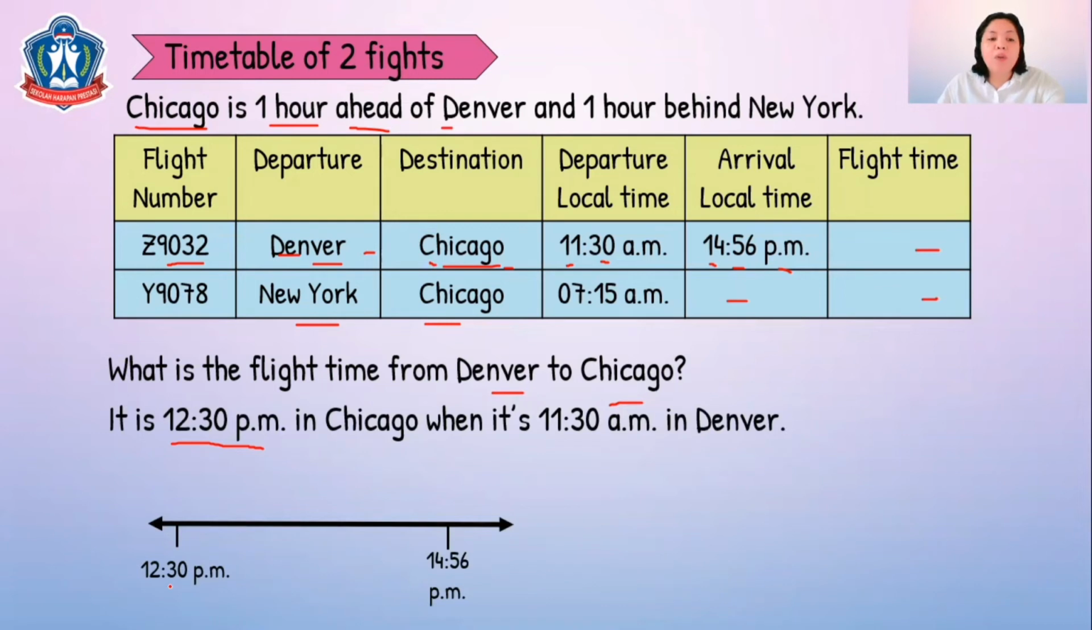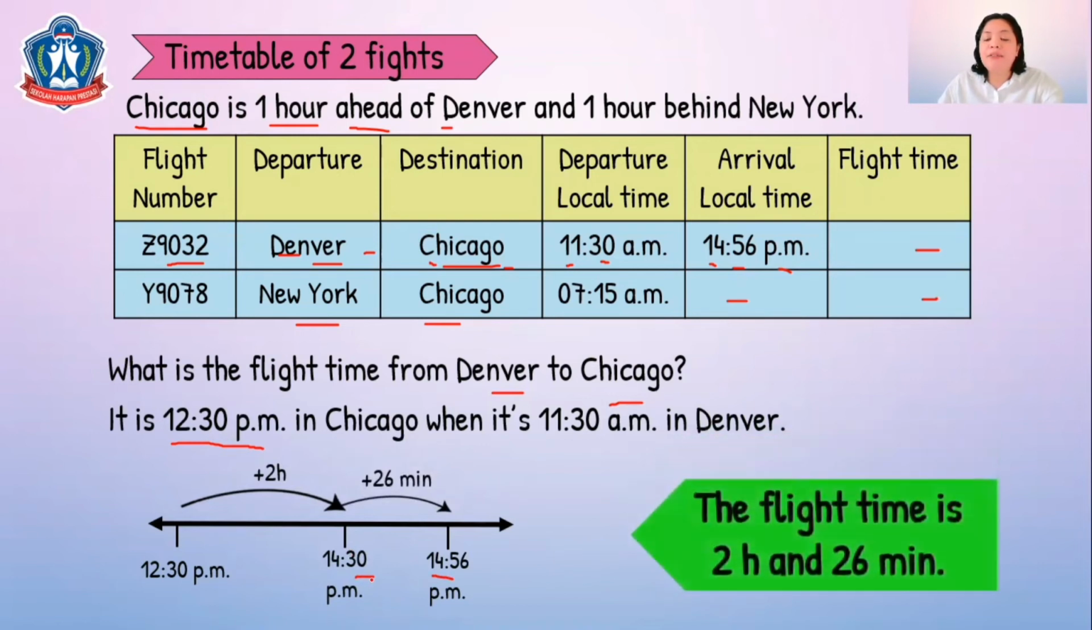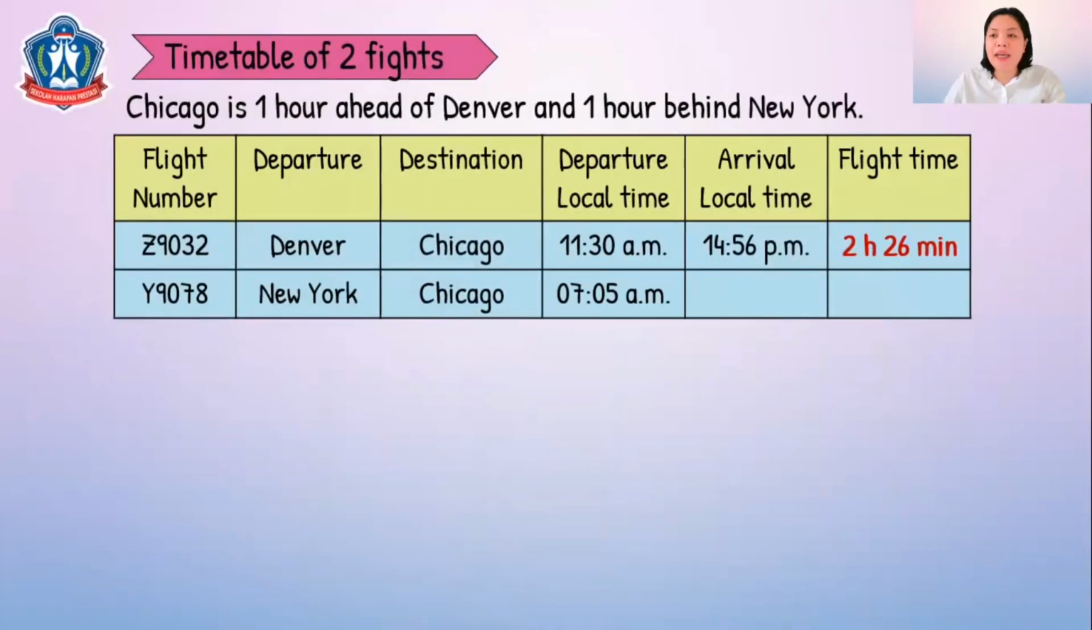So how long is 12:30 p.m. to 14:56 p.m.? From 12:30 p.m. to 14:30 p.m., that is 2 hours. From 14:30 to 14:56, that is how many minutes? Yes, that is 26 minutes. Therefore, the flight time from Denver to Chicago is 2 hours and 26 minutes. Okay, P6. So that's how to compute for the flight time when the cities have different times, if the other is ahead or behind. Another, let's use the same data.